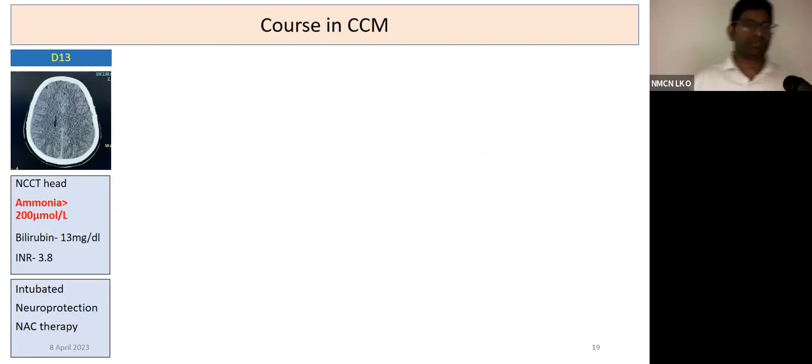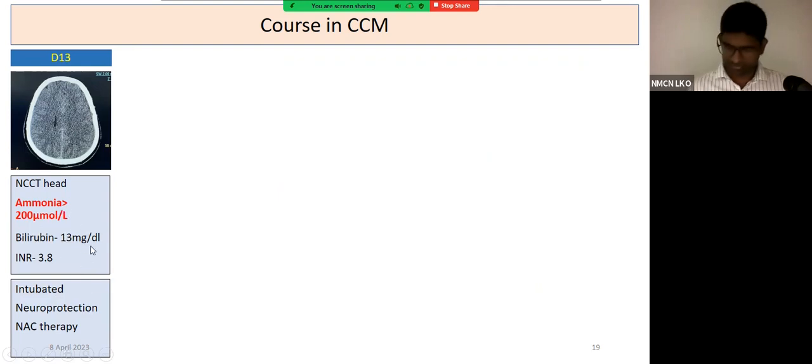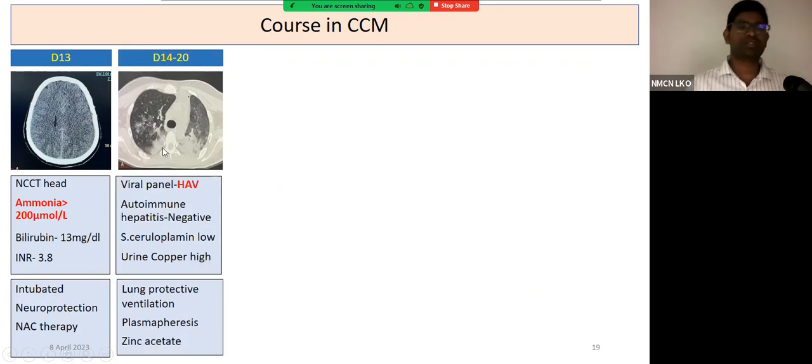On the first day of admission, in view of hepatic encephalopathy and suspected cerebral edema, the patient was intubated and NCCT was done, which was suggestive of cerebral edema, and neuroprotective measures were continued. In view of elevated ammonia and acute liver failure, N-acetyl cysteine therapy was initiated. During the next week, there was a gradual decrease in saturation levels with decrease in PF ratios. HRCT was done, which was suggestive of bilateral consolidation, and lung protective ventilation strategies were initiated.